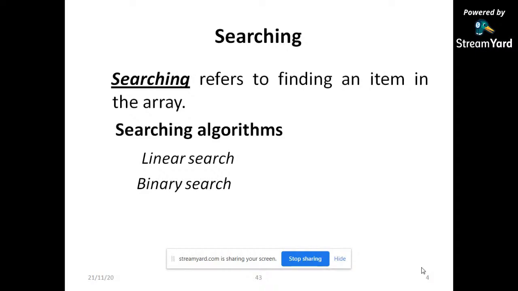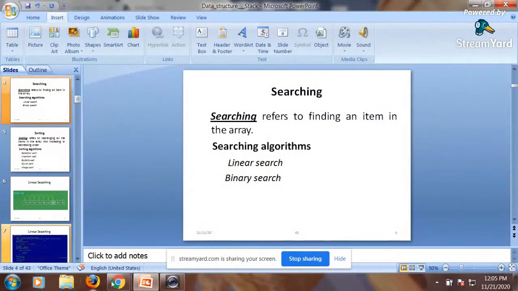Okay. So there are two different methods or searching algorithms: linear search and binary search. So what do we mean by linear search? Linear search means searching the element.